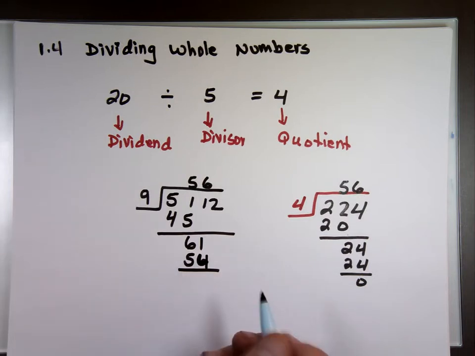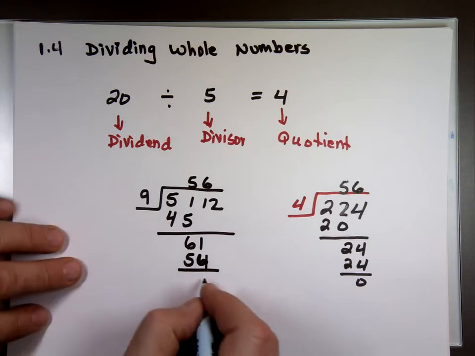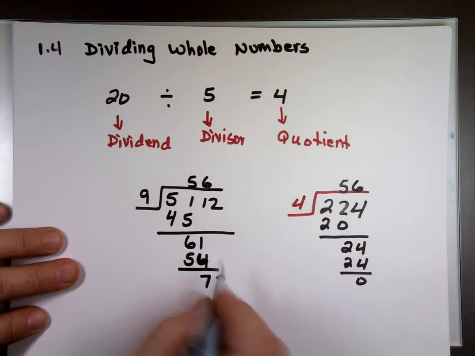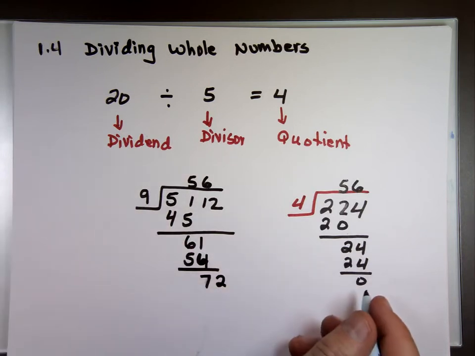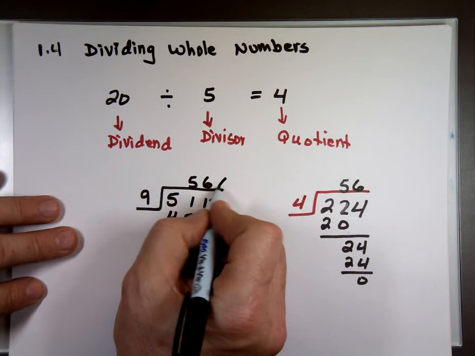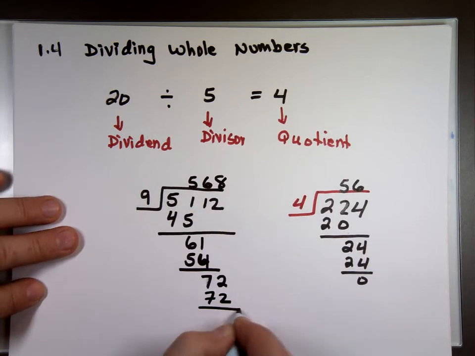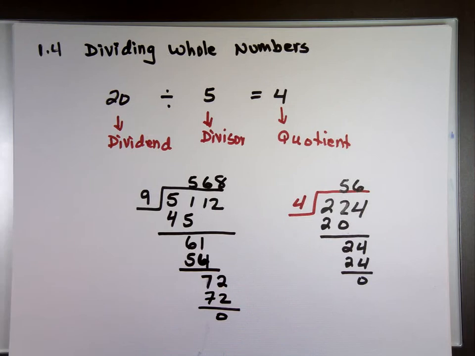And now let's subtract. What's 4 from 11? 7. Bring the 2 down. 72 by 9. 8. 8 times 9? 72, and there is no remainder. So 568.